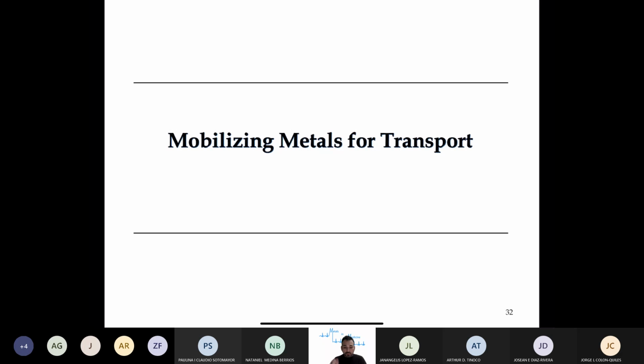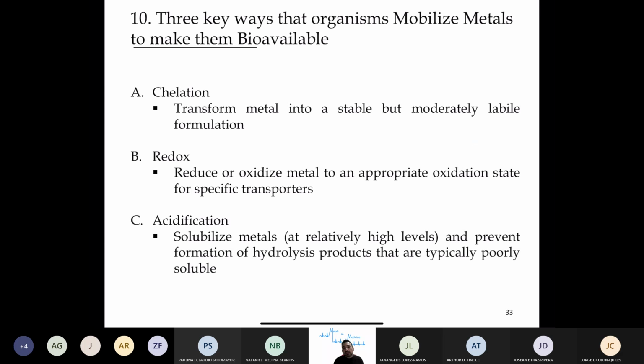All right, so now with this context in mind, let's talk about mobilization of metals. Mobilization, transport. This sounds very similar, and to an extent they are similar, but there are some really important distinctions here. Mobilizing is the process by which you make a metal bioavailable, accessible. Transport is, once that becomes accessible, the movement of it for it to be able to reach given targets. And there are three key ways that organisms mobilize metals to make them bioavailable. Here I'm going to give you just the overview.